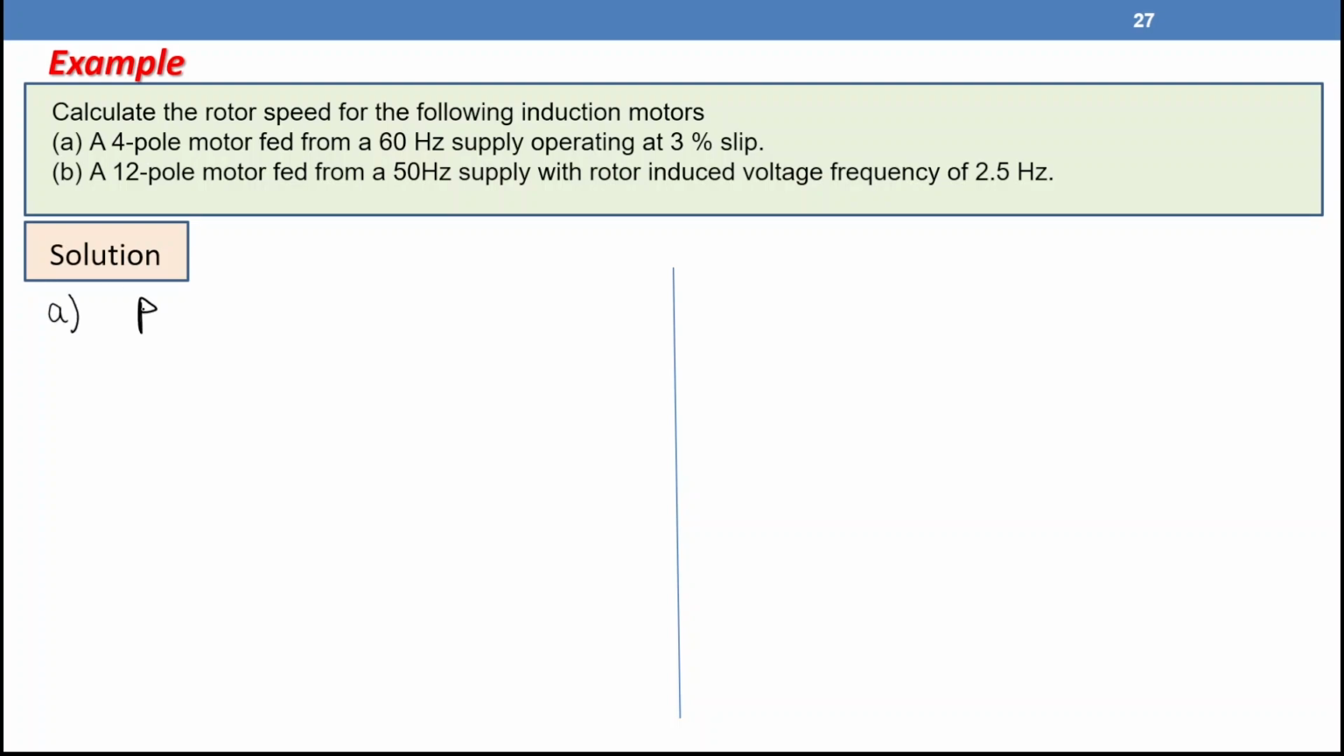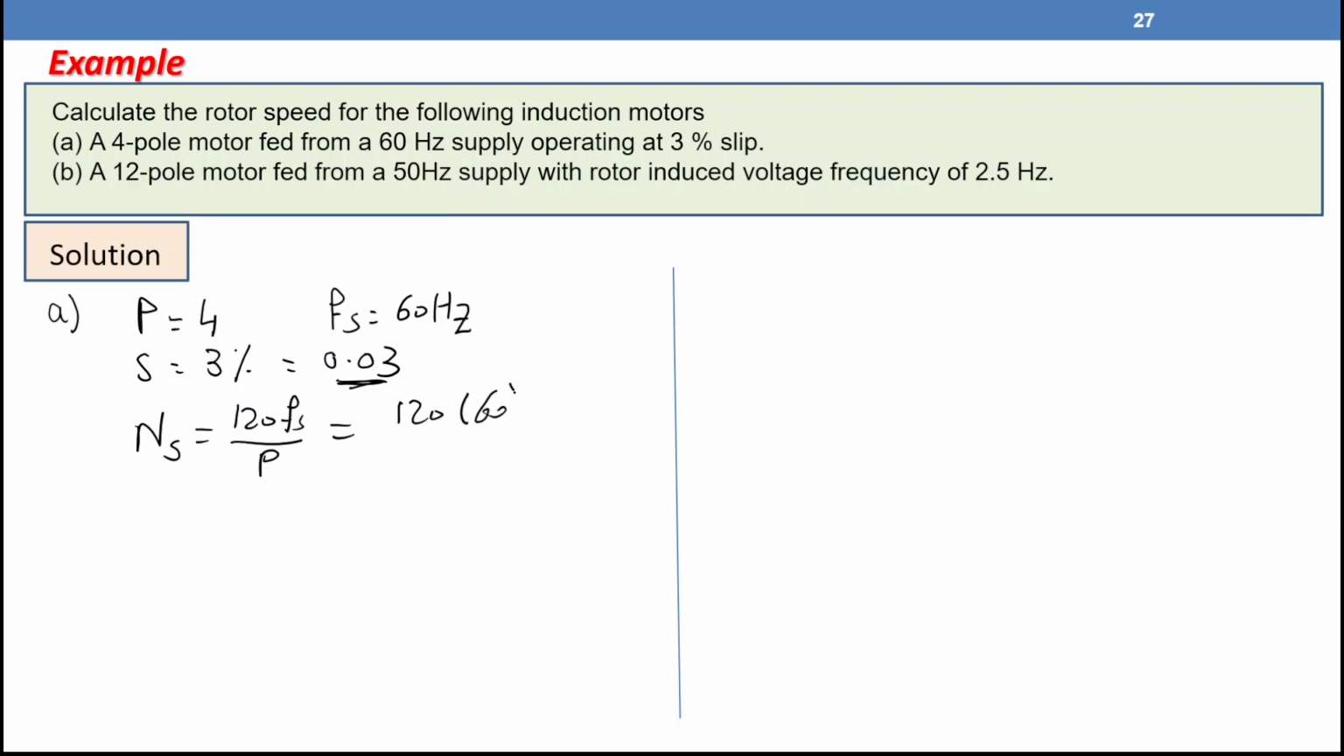The number of poles P equals 4, the supply frequency equals 60 hertz, and the slip S equals 3%, so we can write it as 0.03. Please note, most of the students made a mistake here. They write 3% as 0.3, and that makes a difference in the values, so it is 0.03. We know that the synchronous speed ns equals 120 fs over p. So that is 120 multiplied by 60 over 4, which gives you 1800 rpm.